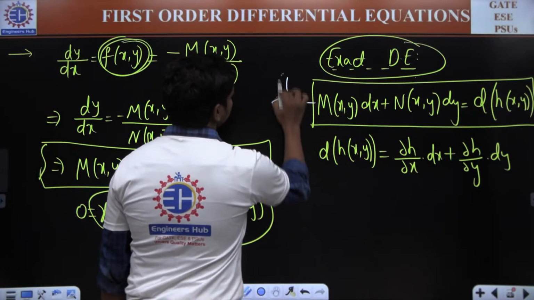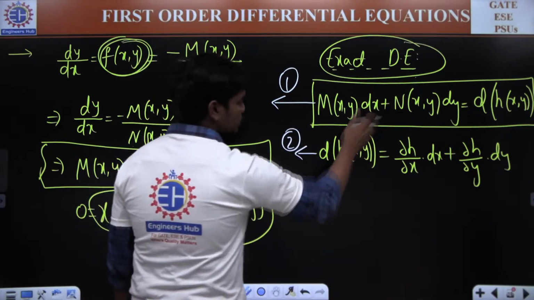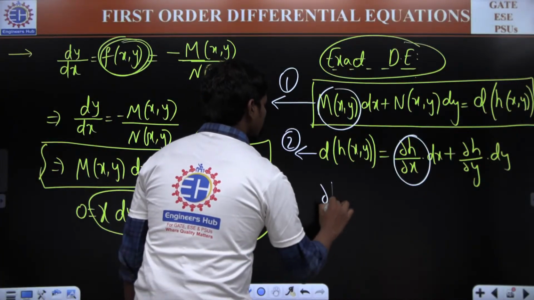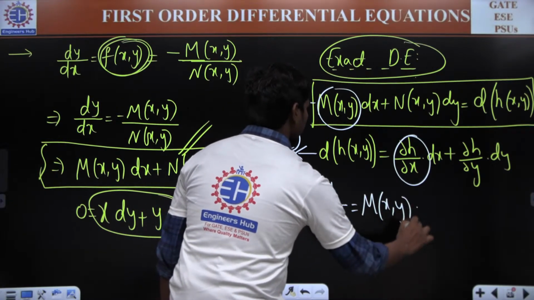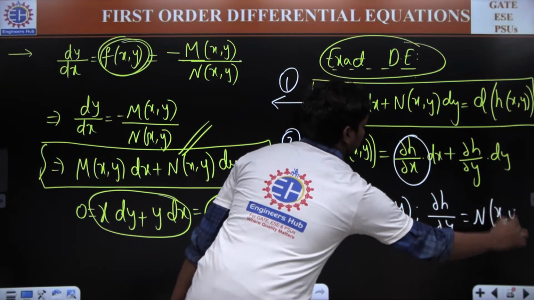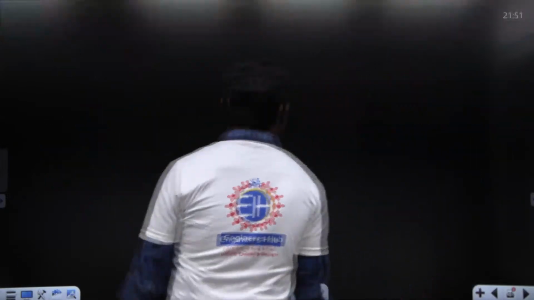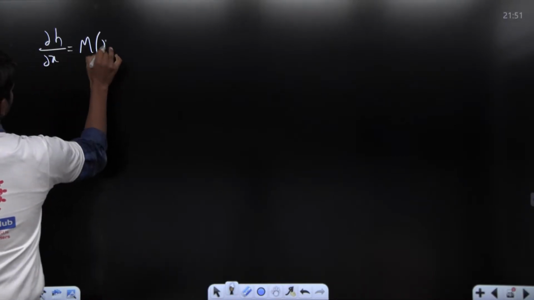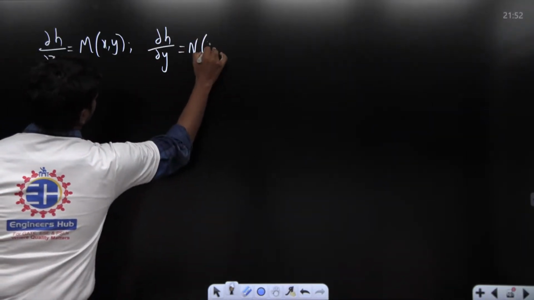Now, if this is equation 1 and if this equation is equation 2, can you compare the things? If you compare these two equations, then this dou h by dou x should be equal to m of x comma y, and dou h by dou y should be equal to n of x comma y. Correct? Yes or no? Now try to see one thing. We have dou h by dou x is equal to m of x comma y, and dou h by dou y is equal to n of x comma y.